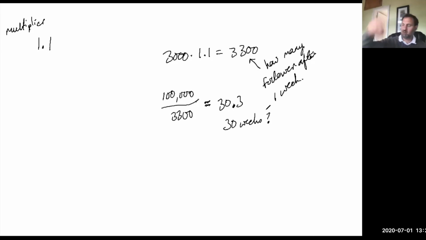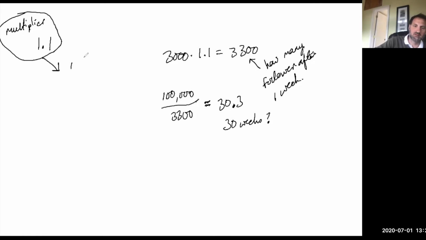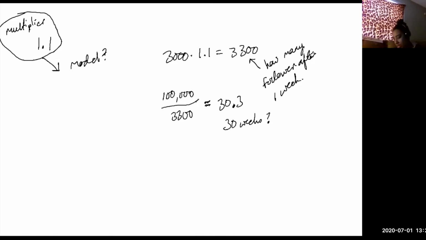I'm wondering whether this part kind of leads you to thinking about a model. We've got a multiplier of 1.1. That's what a 10% increase is. What kind of model are we making here? A linear or exponential? A linear?